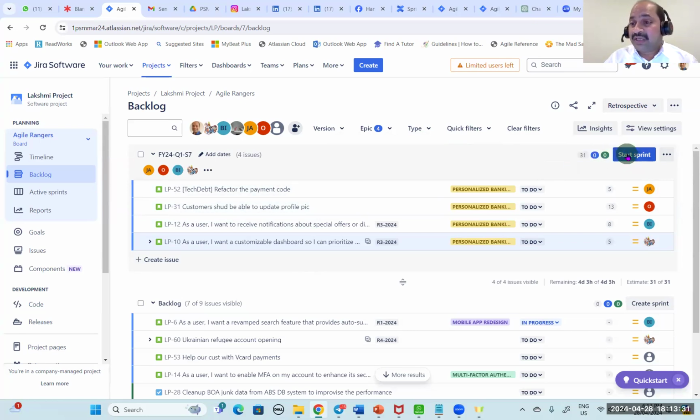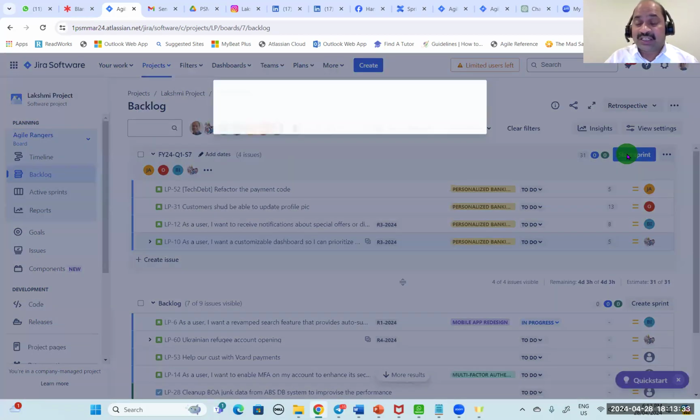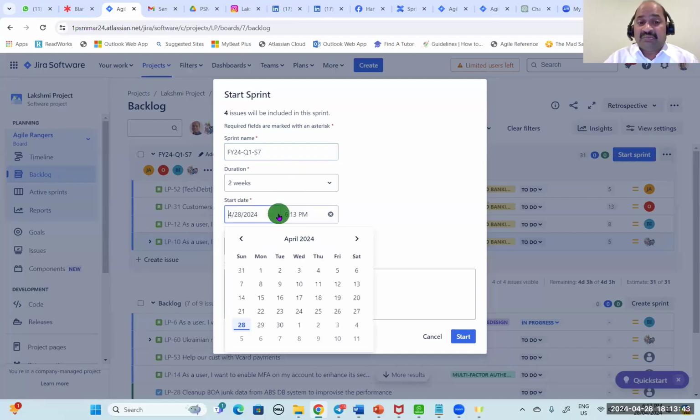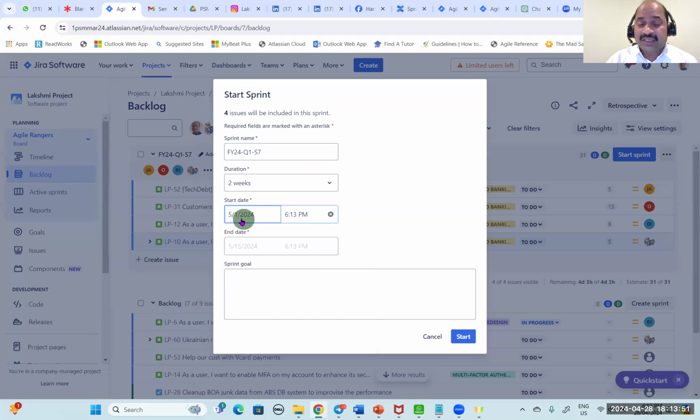Now, as a Scrum Master, you click on Start Sprint, meaning that you are activating the sprint, and give the name of the sprint based on the naming convention your organization follows. It's a two-week duration. Normally we start the sprint on Wednesdays, so let us keep the 1st of May as an example, and by the 14th of May we are going to get done.